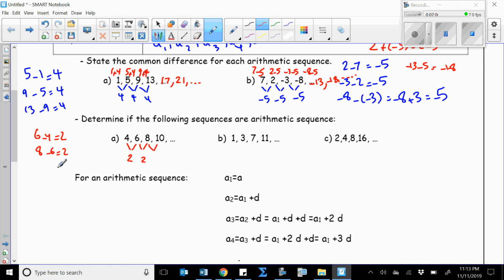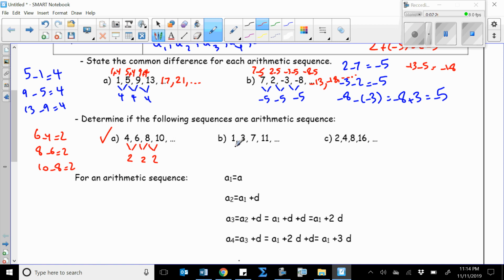Difference between 10 and 8. 10 minus 8 is 2. So as you notice here, the difference between successive terms is always the same thing. So this is a sequence which is arithmetic. So this is an arithmetic sequence.